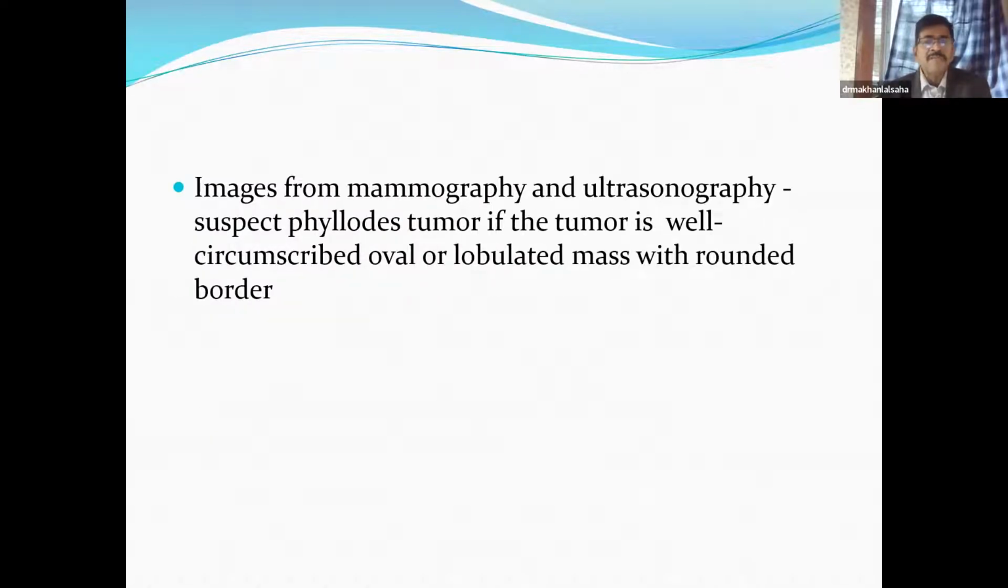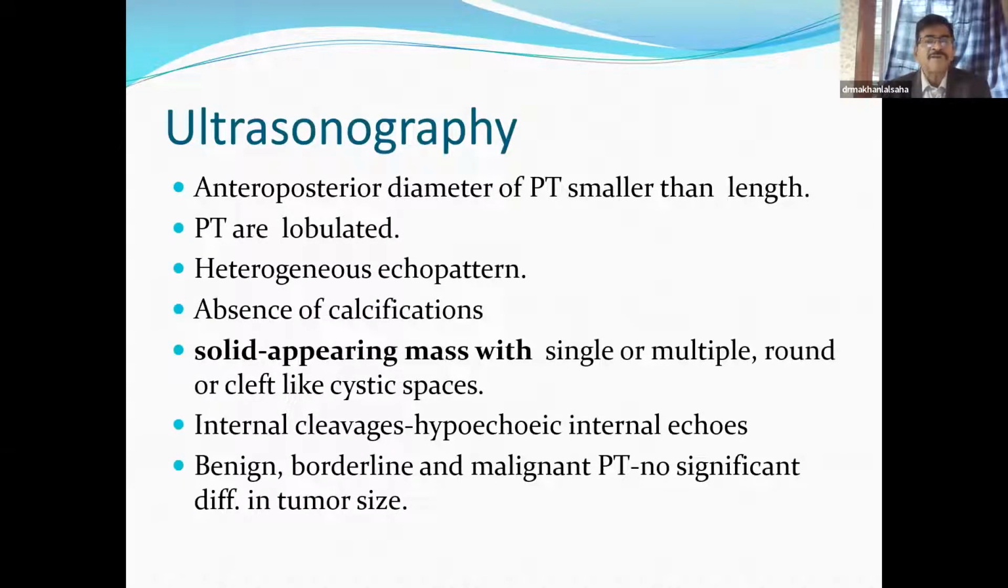So you have some pictures of ultrasound. The ultrasound characteristics are that the anteroposterior diameter of the Phyllodes tumor is smaller than the length. Phyllodes tumors have a lobulated surface. It has a heterogeneous echo pattern. There may be absence of calcifications. Most appear as a solid mass with single or multiple round or cleft-like cystic spaces inside the tumor. Internal clefts appear as hypoechoic internal echoes.